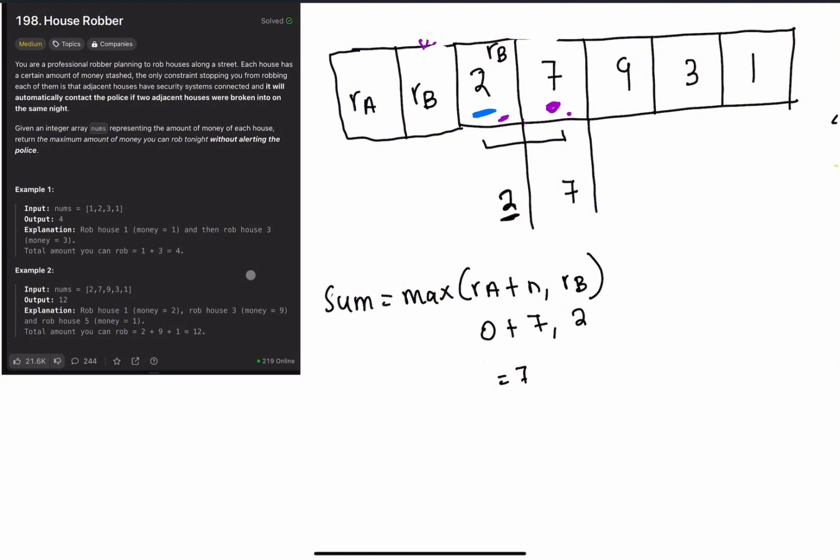So now we are going to keep updating. And so now here will be RA, and this is going to be RB. Now we are looking at things from the perspective of 9.